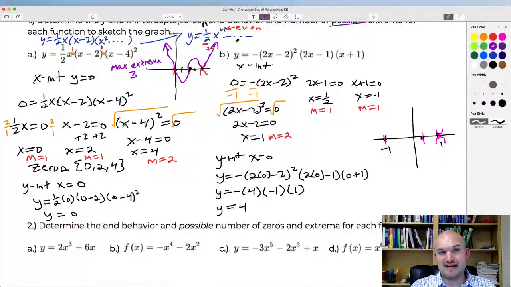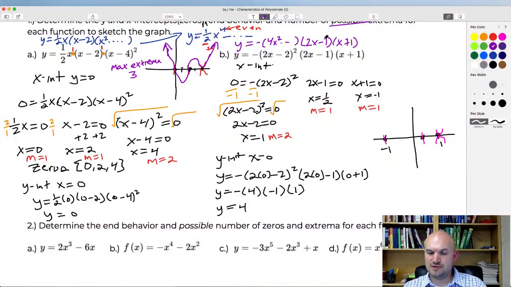If I was to expand this out, I would have a negative. This would be, let's see, 2x times 2x would be a 4x squared, times 2x minus 1 times x plus 1. Well, let's multiply those out. If I was to multiply 2x minus 1 times x plus 1, my leading term would be a 2x squared, dot, dot, dot. And again, we don't need to actually multiply these out. We just want to find the largest term, right? The leading term, the largest degree.